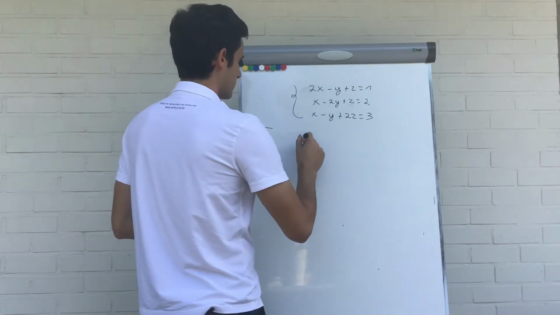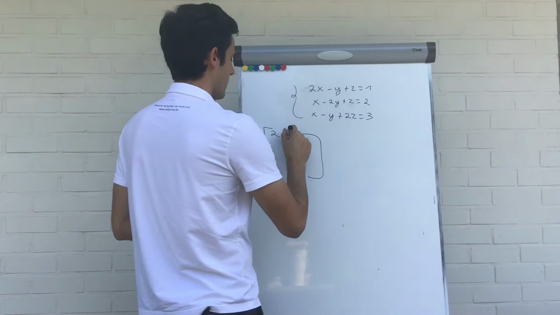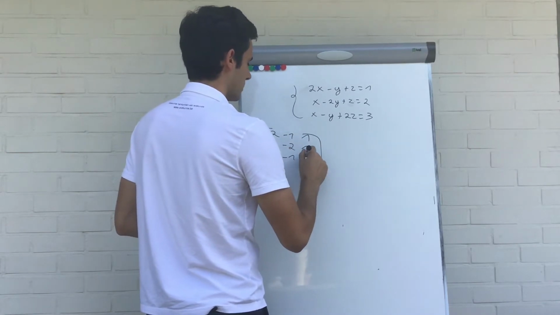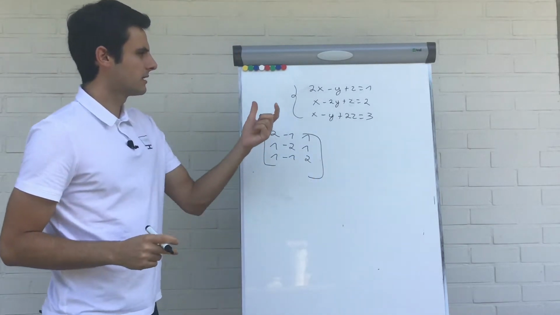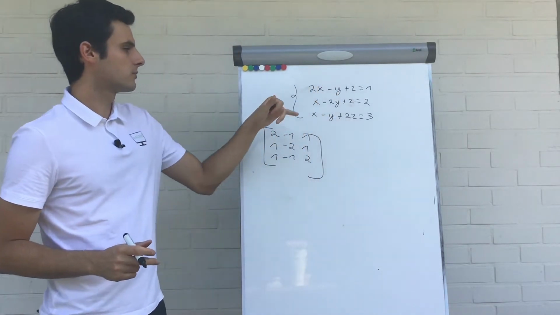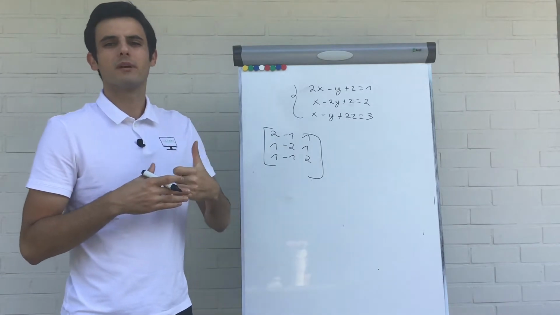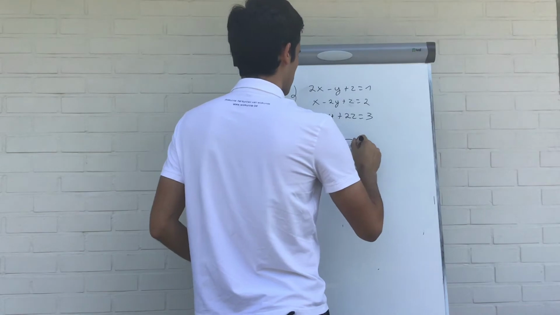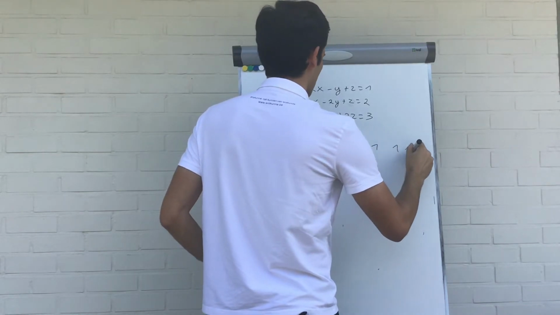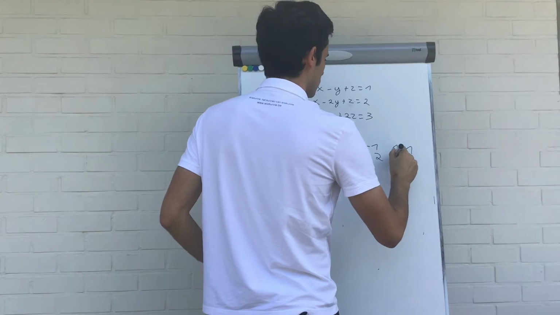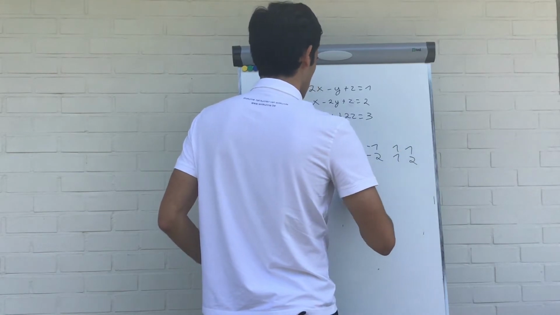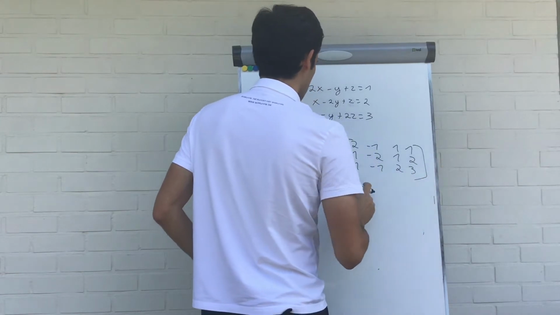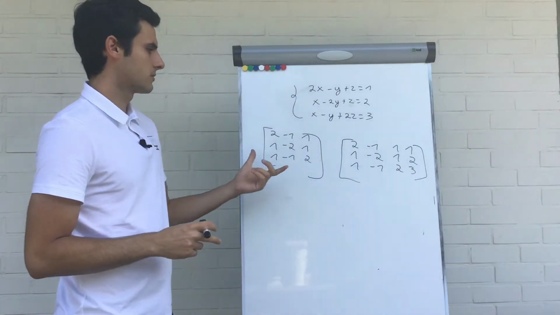The first matrix is 2, -1, 1, 1, -2, 1, 1, -1, 2. So I'm just taking the numbers that are in front of the variables, so you know x is equal to 1 times x. The other matrix is 2, -1, 1, 1, 1, -2, 1, 2, 1, -1, 2, 3. So we have the small matrix and the big matrix.